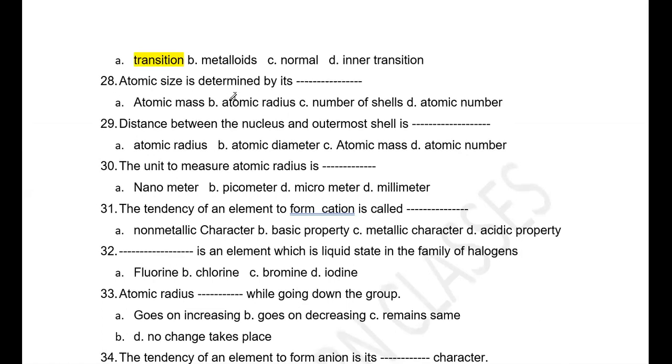Next, atomic size is determined by its dash. Atomic mass, atomic radius, number of shells, atomic number. We know atomic size is related to atomic radius. It is the distance between nucleus and the outermost shell. So correct answer is option B, atomic radius.